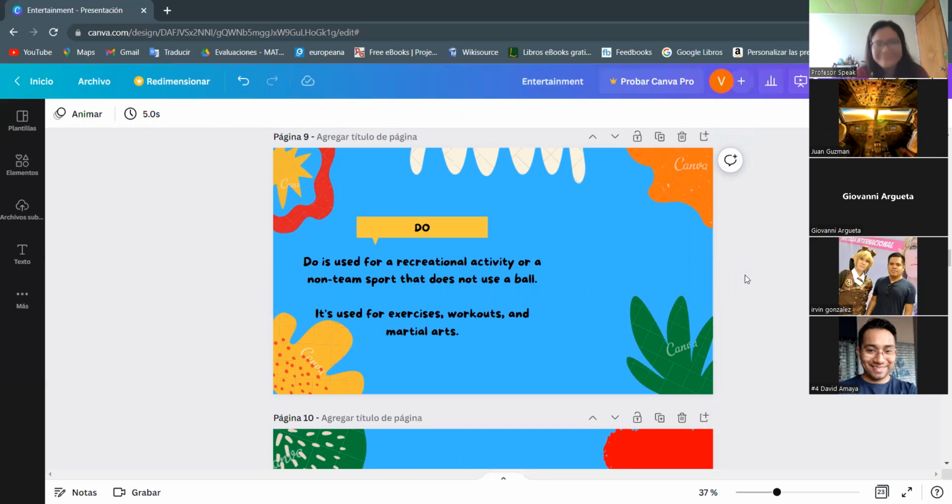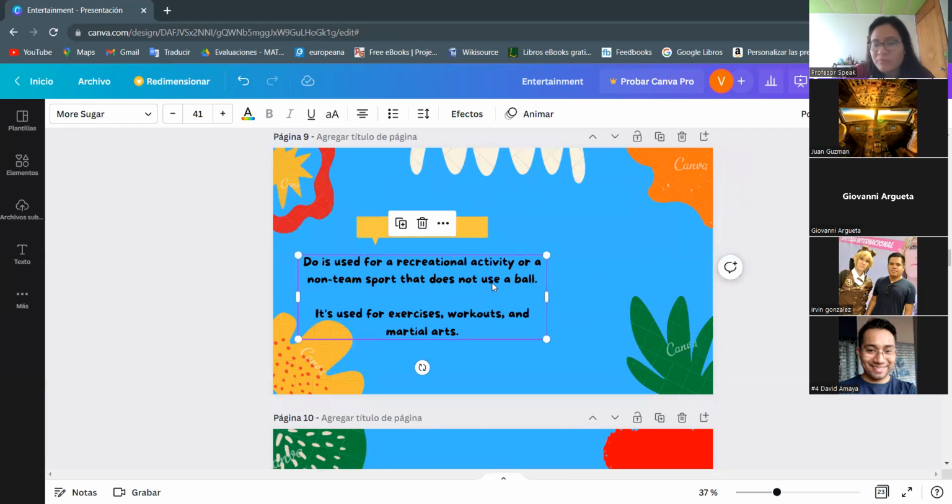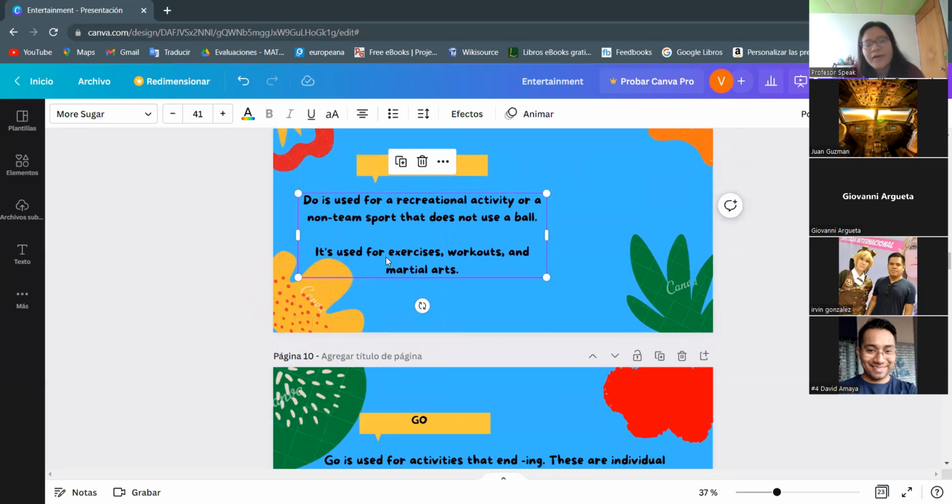Do. Do is used for a recreational activity or a non-team sport that does not use a ball. It's used for exercise, workouts, and martial arts. Great. Thank you. All right. So keep in mind the difference. Play, we play against another person and a ball is involved. And for this one, there's no ball and we don't need a team. Okay. Go.